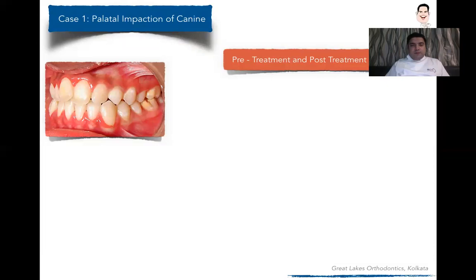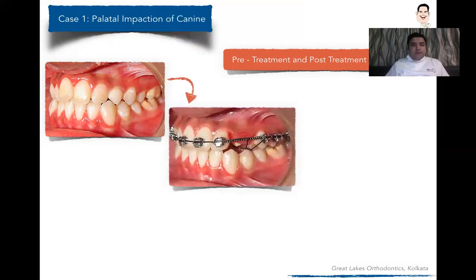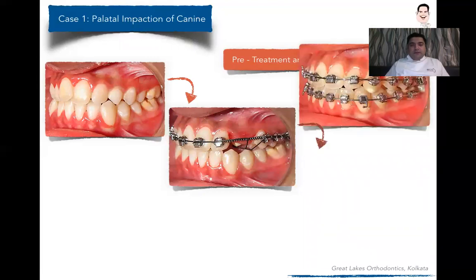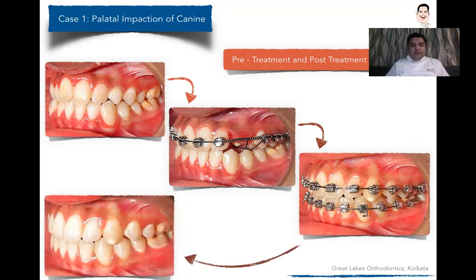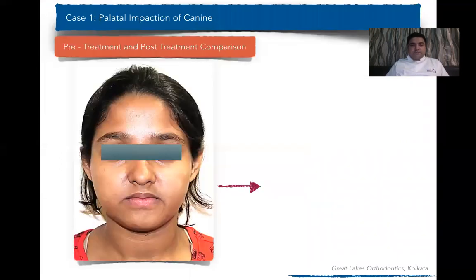So how did we come about with the treatment? It's an analysis pre and post treatment. So that's how we started with a palatally impacted canine with a deciduous counterpart which was mobile. So we removed it. We used auxiliary mechanics with braces on, and we used variable torque brackets to upright the roots of the canine and bring it into place. And the final result that we got is teeth well aligned within the arch with good occlusion at the end of the day, which is the perspective of any orthodontic treatment.